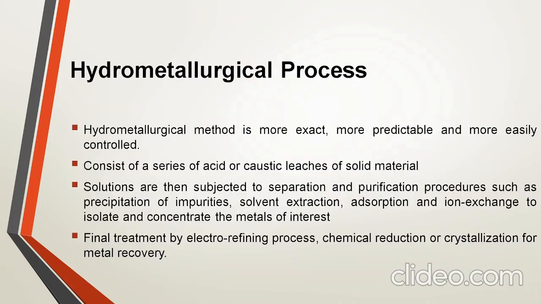Then if we go to the hydrometallurgical processes, instead of high temperatures, we have a leaching solution that is helpful in extracting the metals from the e-waste. It has a series of acid and caustic leaches of the solid material. The solutions are then subjected to separation and purification procedures, such as precipitation of impurities, solvent extraction, adsorption and ion exchange. The final treatment is done by electro-refining, chemical reduction or crystallization for the metal recovery.